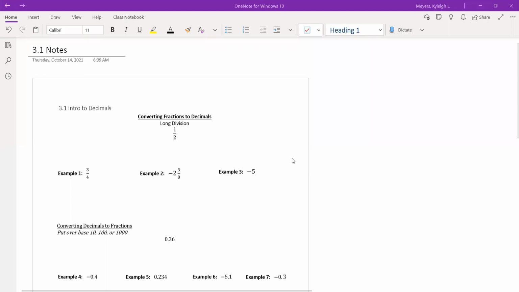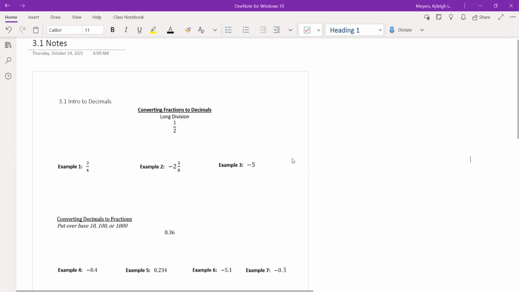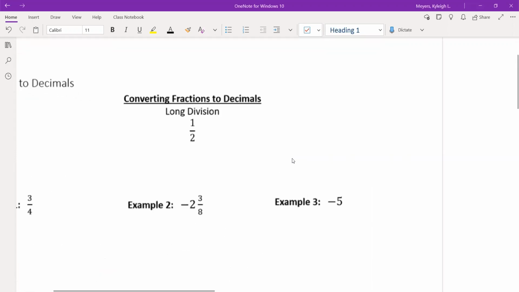All right, so our intro to decimals kind of relates back to fractions a little bit. So we're going to convert fractions to decimals, decimals to fractions, and then decimals to percents and vice versa. Okay, so we have a little bit to talk about.